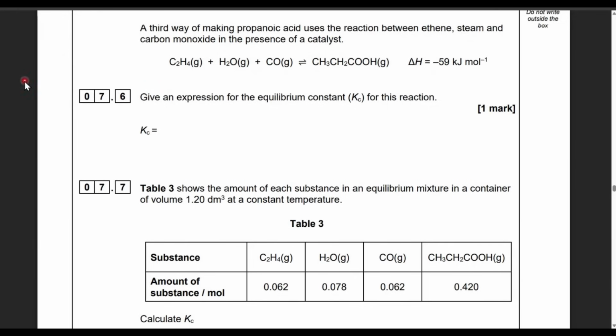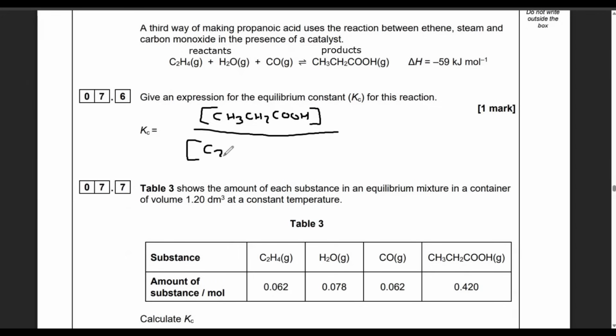7.6, give the expression for the equilibrium constant Kc for this reaction. So remember, we've got products and reactants, and Kc is equal to products over reactants. And so we're just going to write CH3CH2COOH, put the square brackets around that to mean concentration. There's no coefficient, so we don't need to put any number in the top right corner outside the brackets. And we don't need to do that for the reactants either, as there are no coefficients in this equation.